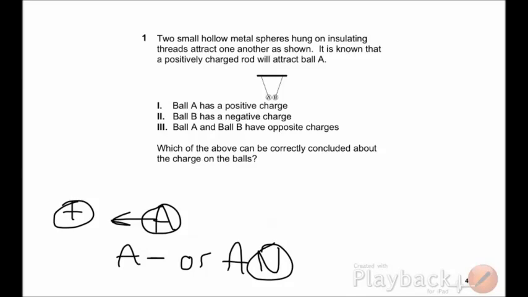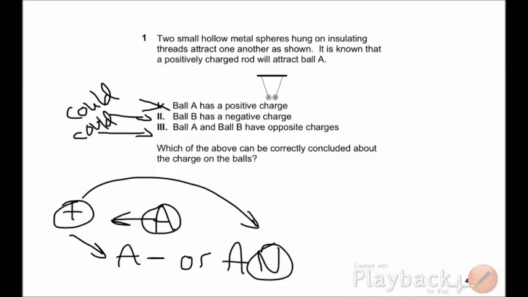Okay, so A cannot be positive if it's attracted to the positive. A has a negative charge. It could, but it doesn't have to. And A and B have opposite charges. They could, but they don't have to. You could have positive and negative, but you could also have positive and neutral. So none of these have to be true. 2 and 3 could be, but none have to be.